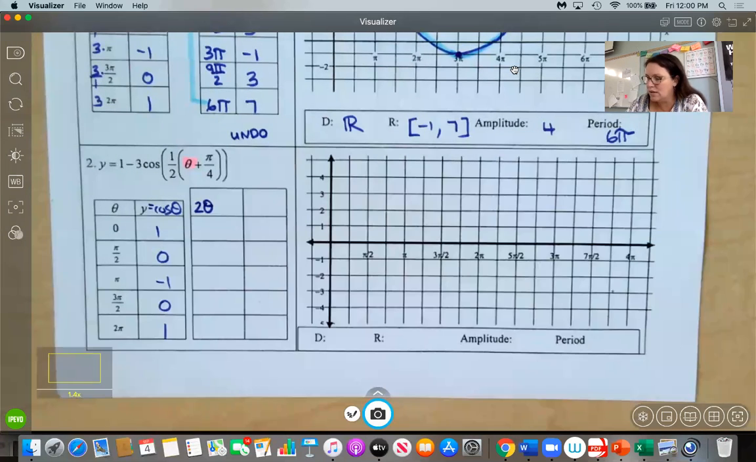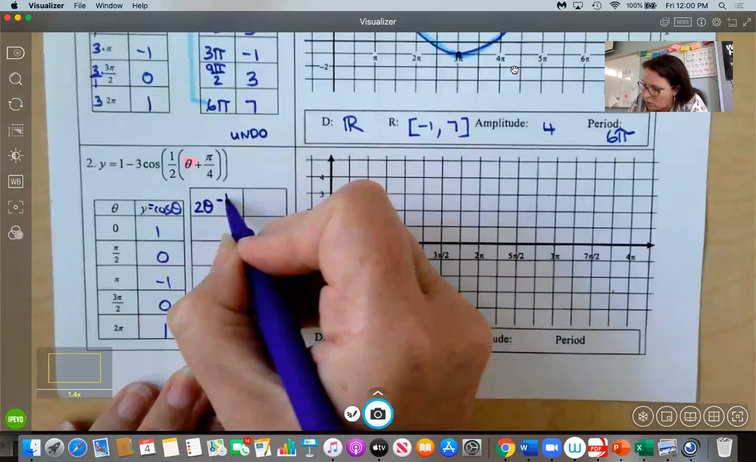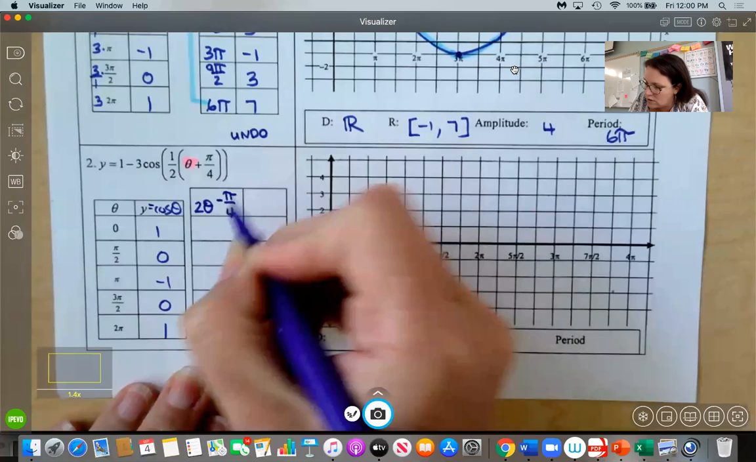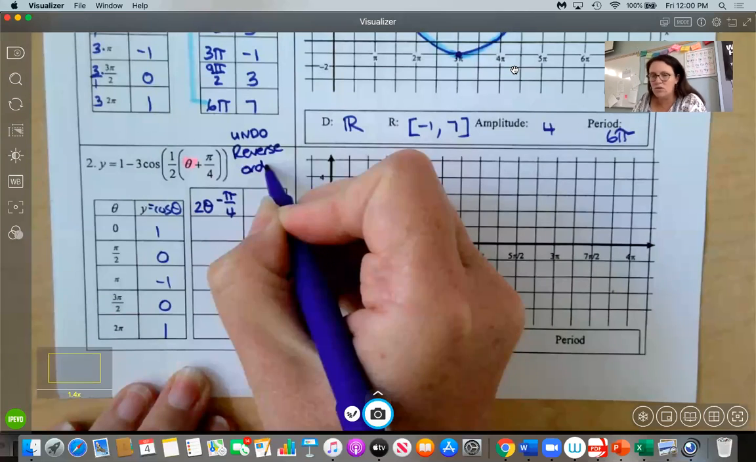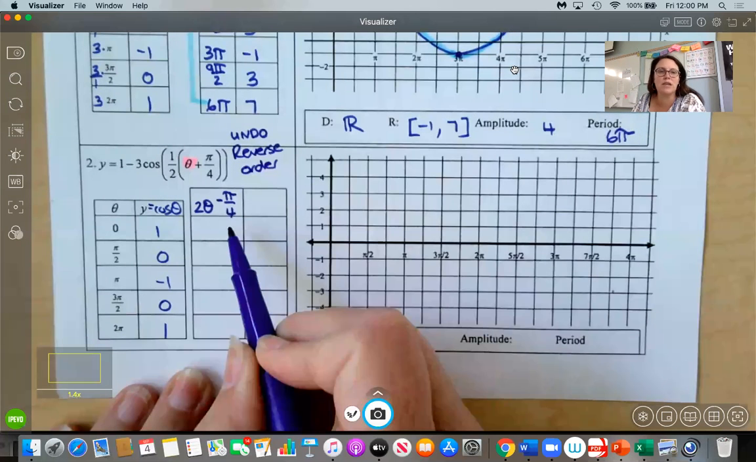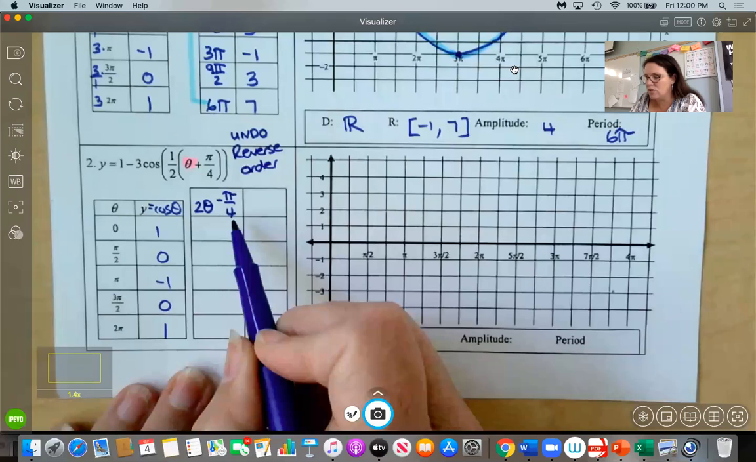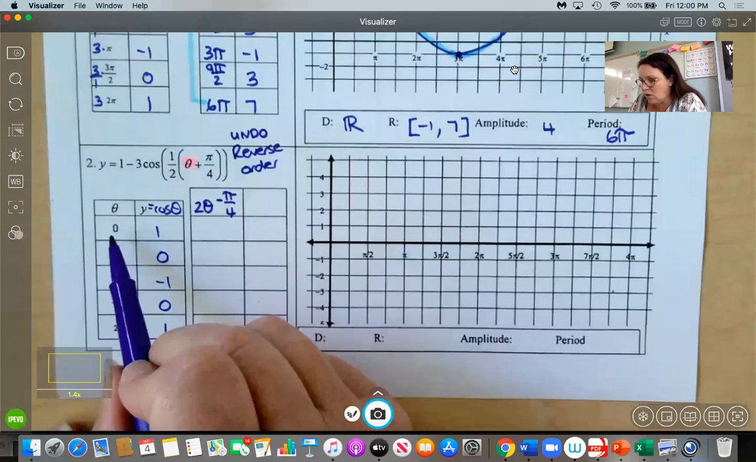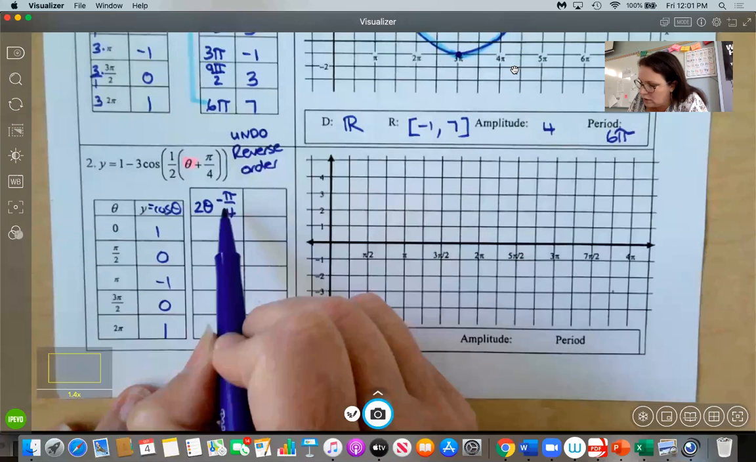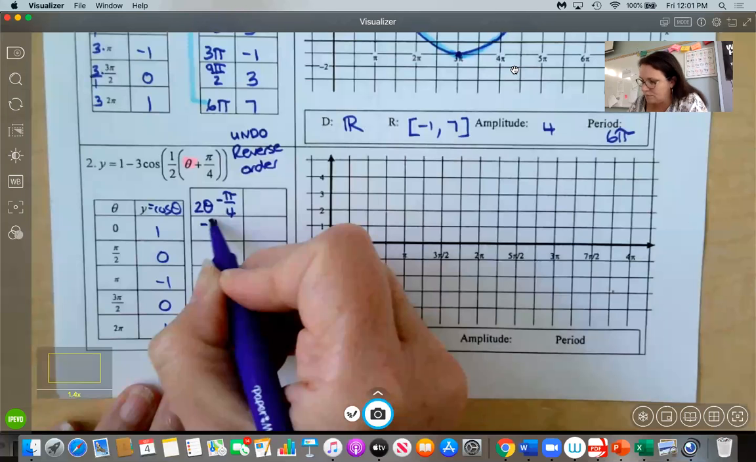And then you're going to undo the adding the pi over 4. So you're going to reverse the order. This is really important. When you do this, there should be no parentheses anymore. So you're going to undo the part outside the parentheses first, and then you're going to undo the part inside the parentheses. And so if you do that, you're going to take 2 times 0 is 0, minus pi over 4 is negative pi over 4.